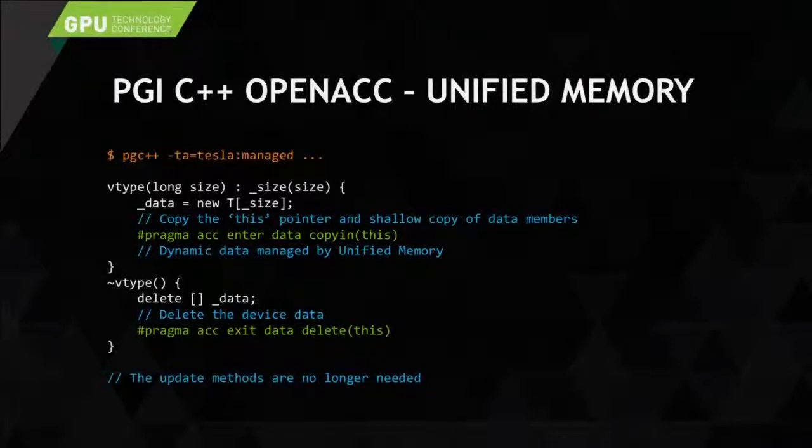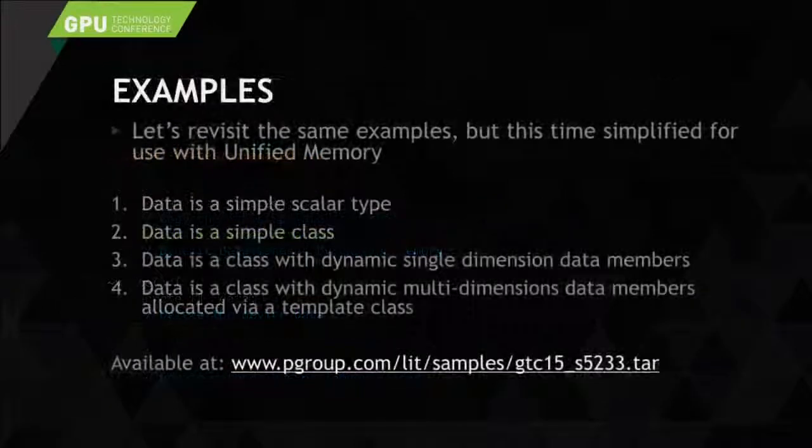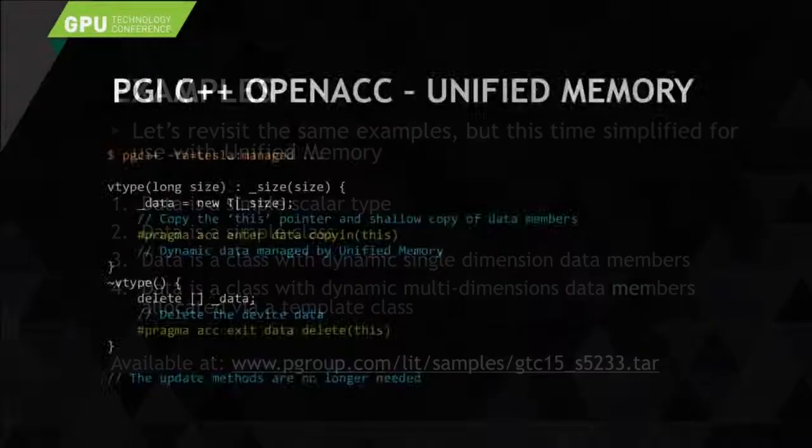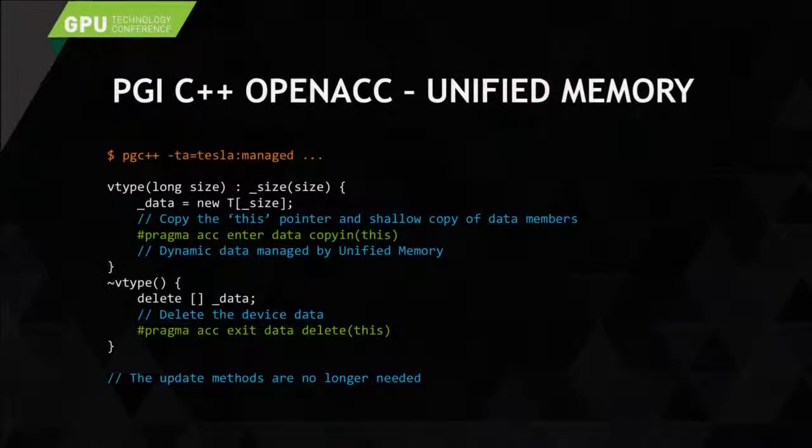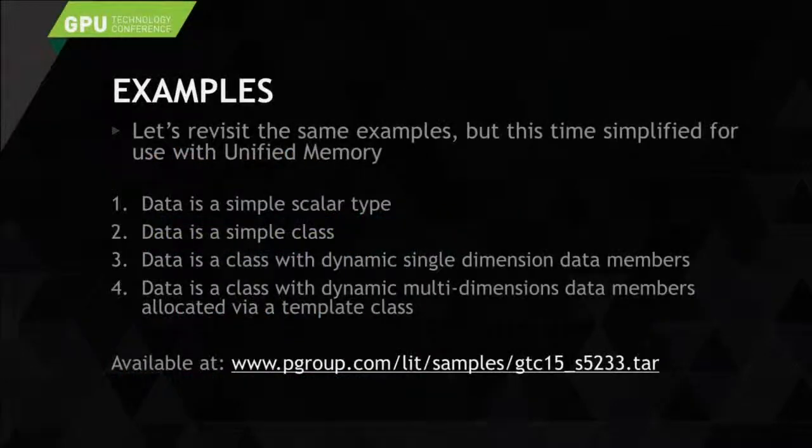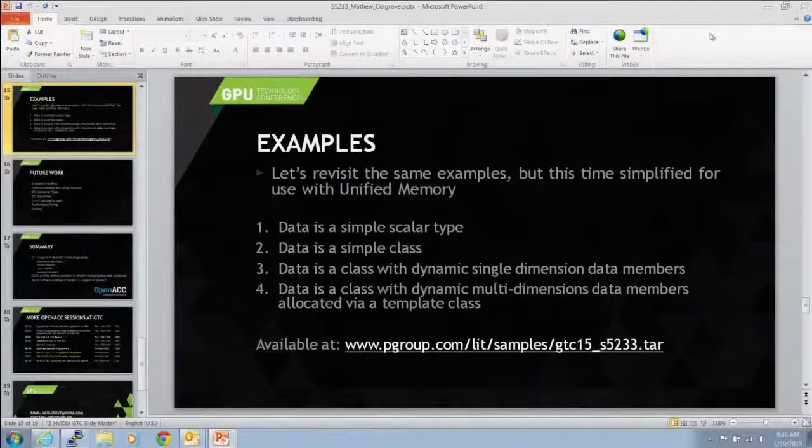And then you would enter your data here, exit your data. So I still want that this pointer, because this is going to be a static class itself. But you notice I didn't have to do any data management with data. I didn't have to delete it. Those update clauses are gone. I don't need those update clauses. It's no longer needed. With the 2 minutes I have left, I'm just going to go back to those examples really quick.